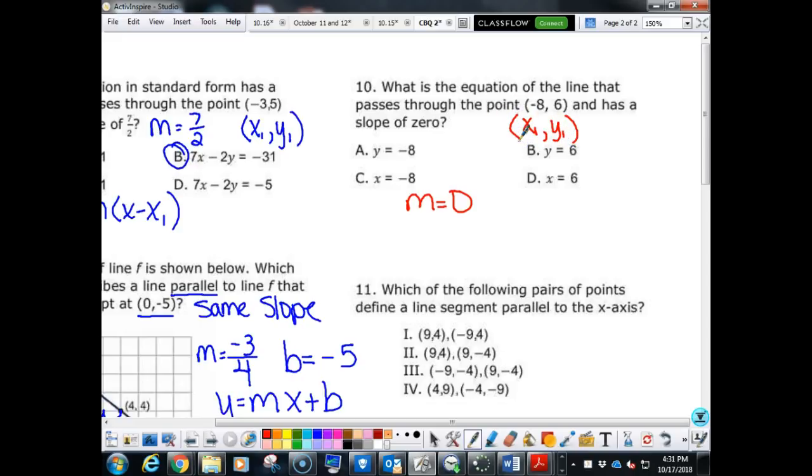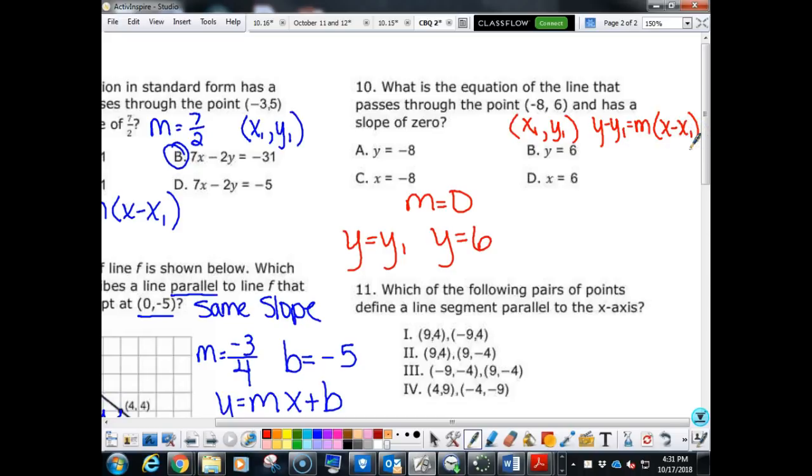So remember, whenever you have a slope of 0, this is our special case, y equals y1. Okay, so that means y1 is 6, so the equation would be y equals 6. Okay, so if you forget that, you can plug it into your point slope form. So that'd be y minus y1 equals m times the quantity x minus x1.